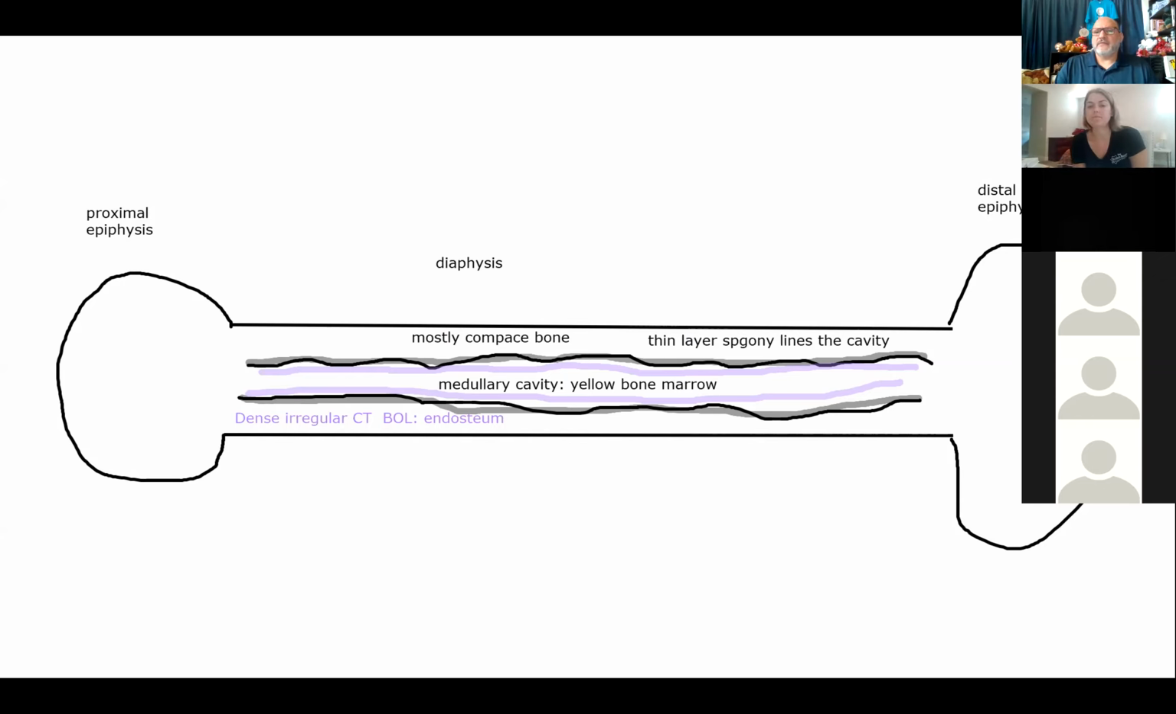Endosteum would be the name of the layer or the structure based on its location. And that will be the key word that I use as the prompt on the exam to tell you that. Identify this layer based on its location.